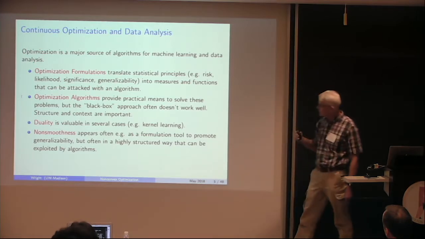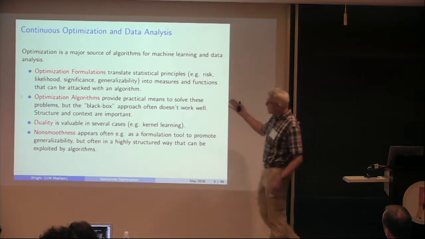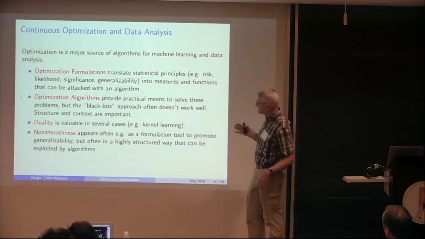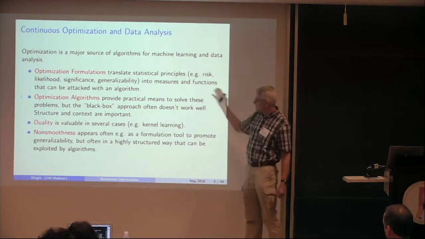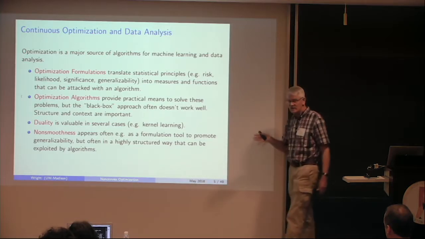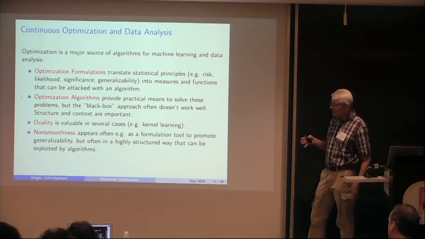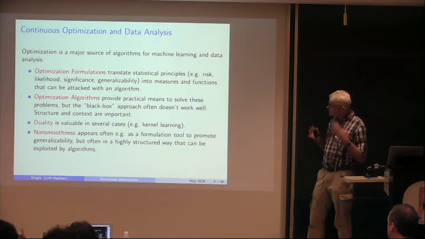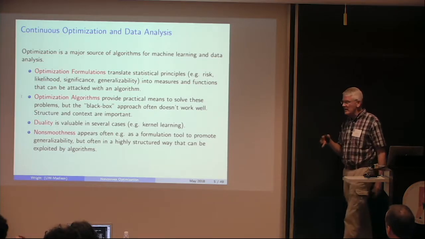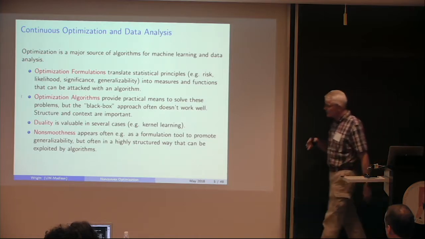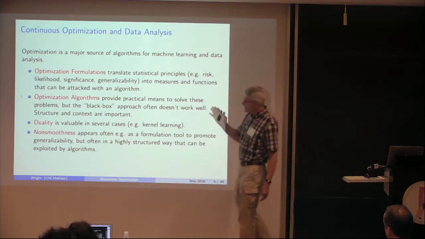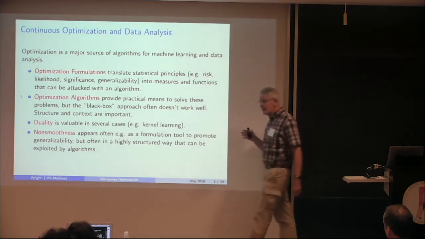In what sense? Well, formulating problems from machine learning and data science as optimization problems gives you a rigorous way of taking statistical principles, risk, likelihood, significance, generalizability concepts, and so on, and writing them down in concrete measures and functions that you can then attack with an algorithm. So the formulations part is important. The algorithms part is important. I'll say more about that.